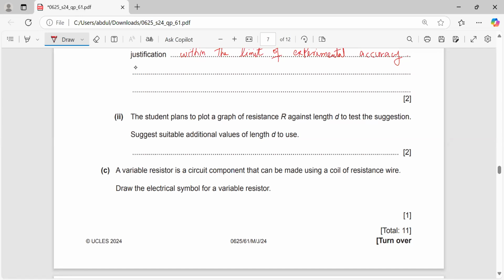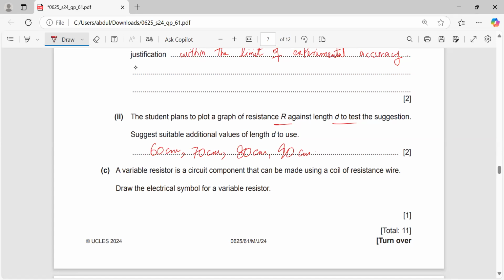So he's saying the student plans to plot a graph of the resistance R against the D to test the investigation. Suggest additional values for the length. You know, he used 50 then 75. What are we going to do? 60 centimeters, you write the values, 70 centimeters, 80 centimeters, 90 centimeters. These four values are fine. Between 0 and 100 centimeters, any values you can write, but go in a sequence. So 50 is already there, then 60, 70, 75 he did already, 80, 90. These values are enough to plot a graph.